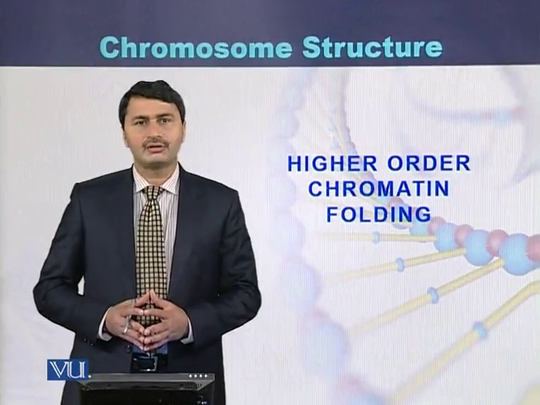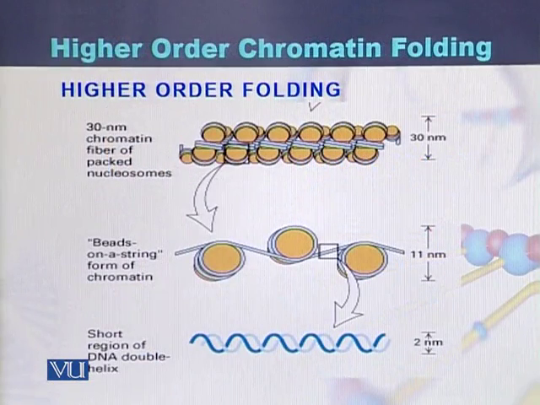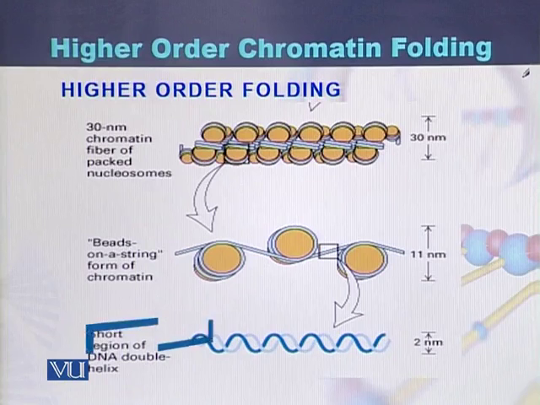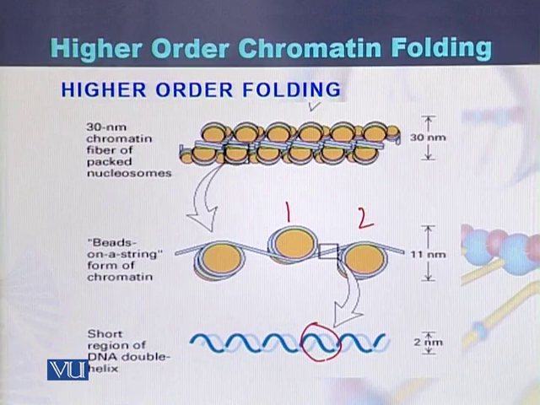Higher order chromatin folding. If we see this diagram, DNA is approximately 2 nanometer in diameter. That is present between two nucleosomes. This is nucleosome 1 and this is nucleosome 2. The diameter of the DNA is 2 nanometer.